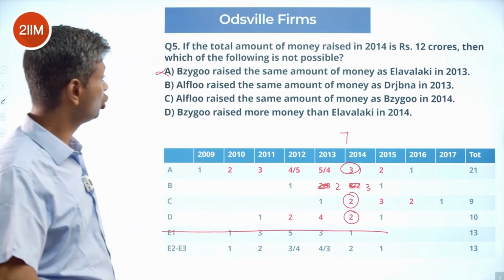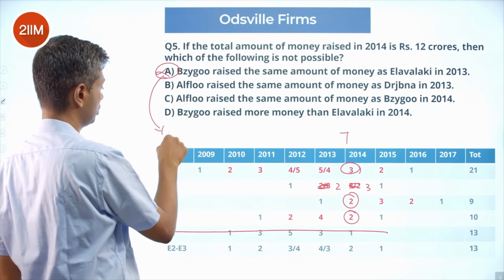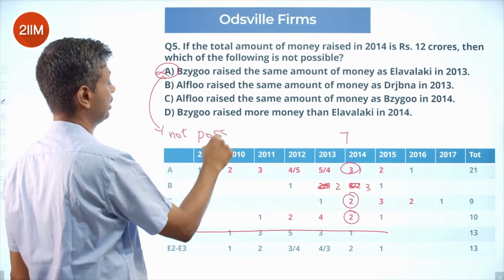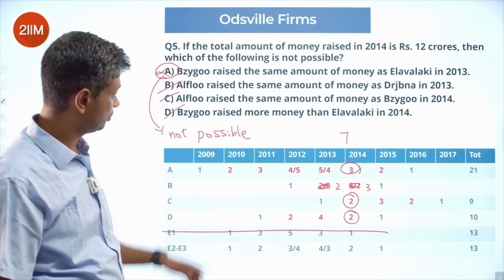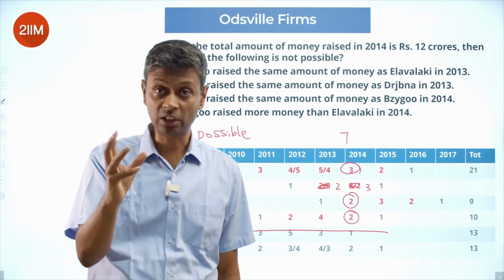Which of the following is not possible? The first one, this is not possible. I know I've marked a cross here. What I mean by that is not possible. The other 3 are possible. These 2 are definitely true, third one is possible. One of the 3 is possible, the other 2 are always true.